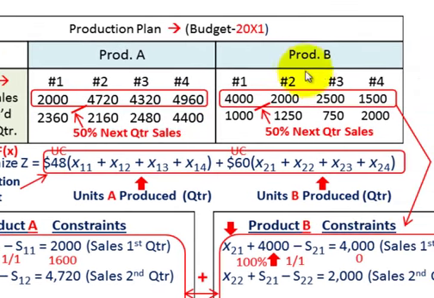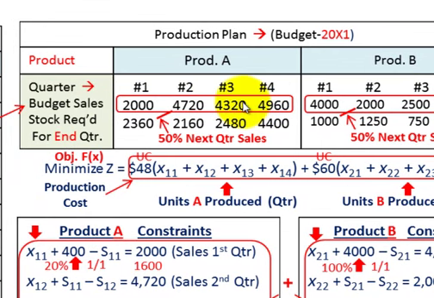And same for product B, just say 50% of your next quarter sales. And then for that last quarter, the stock requirement for the end of the quarter was set at 2,000. Okay, so we have our budgeted sales and the stock that we require at the end of the quarter.